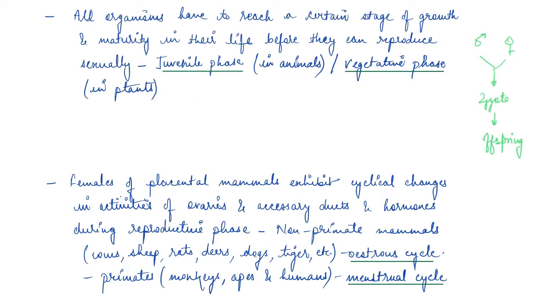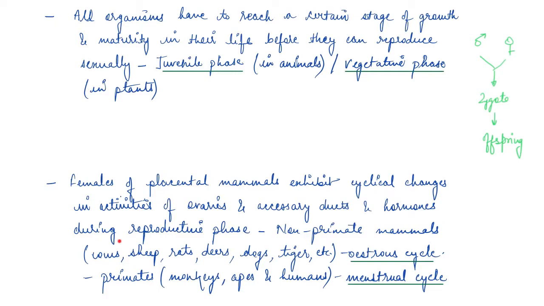Once they mature, they can start reproducing sexually. Okay, so there are many females of placental mammals which exhibit cyclical changes in activities of ovaries and accessory ducts. Basically, both male and female organisms undergo cyclical changes in their body, morphologically as well as anatomically. Because of these changes, they develop certain hormones as well as morphological structures which help them in reproduction. In the case of females, they exhibit cyclical changes in activities of ovaries, which are the reproductive organs, and accessory ducts and hormones.